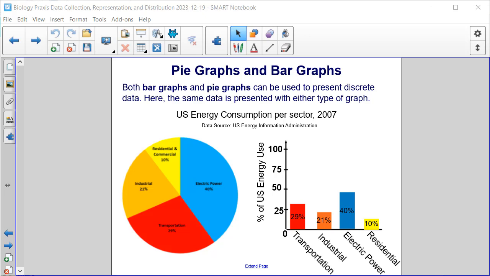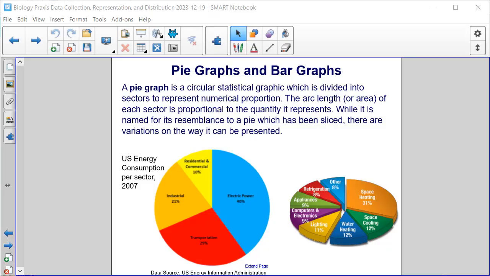as a percentage of U.S. energy use, 4 different types of energy: transportation, industrial, electric power, and residential. So you can see on the bar graph that discrete data, or on the pie graph as a percentage of the pie. A pie graph is a circular statistical graphic which is divided into sectors to represent numerical proportion. The arc length or area of each sector is proportional to the quantity it represents.